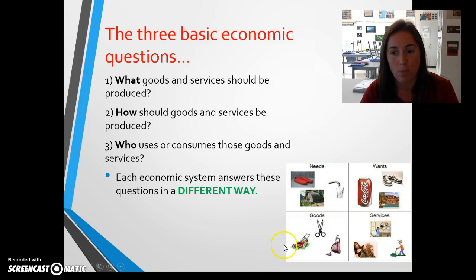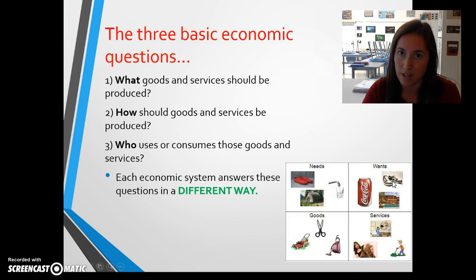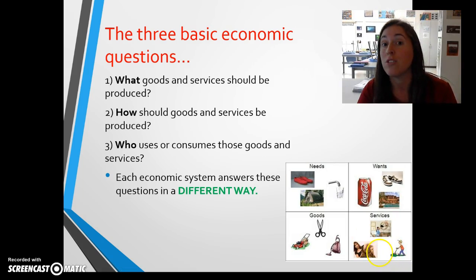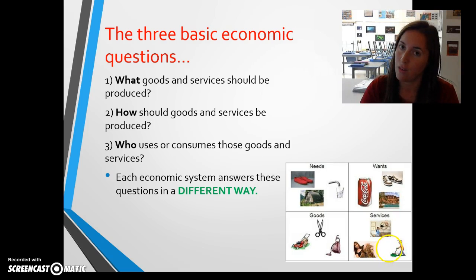So if you look at the chart below, you'll see the needs we have versus the wants we have. We need water, we need shelter. We may want a soda, or we may want a good pair of sneakers, but we don't have to have them. Goods are things that are used, like scissors or a lawnmower. Services are things that people provide, like hairdressing or lawn services in order to get your lawn mowed.